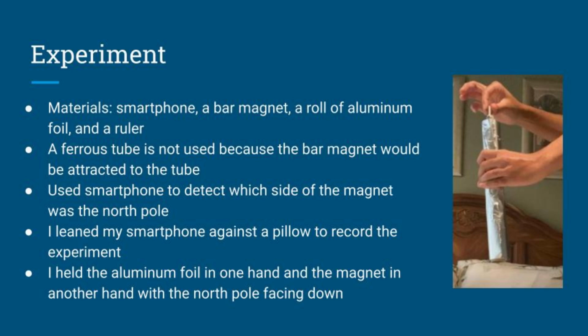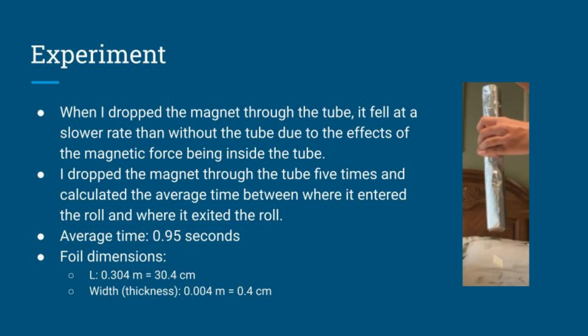I leaned my smartphone against a pillow to record the experiment. I held the aluminum foil in one hand and the magnet in the other hand, with the North Pole facing down. When I dropped the magnet through the tube, it fell at a slower rate than without the tube due to the effects of the magnetic force being inside the tube.